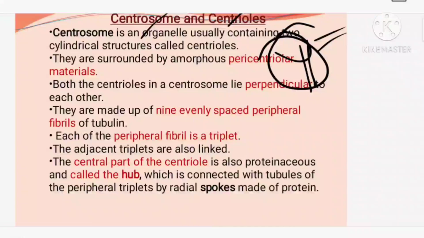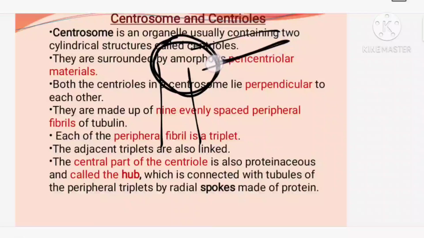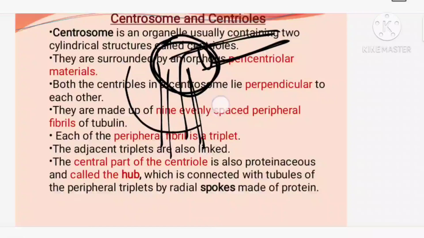And the centrioles of the centrosomes are lying perpendicular to one another. So what is centrosome? Centrosome is a structure which is present only in animals. Now the centrosome is made up of 2 centrioles. How many centrioles? 2 centrioles. And these 2 centrioles lie perpendicular to one another, and they are covered by an amorphous pericentriolar material.